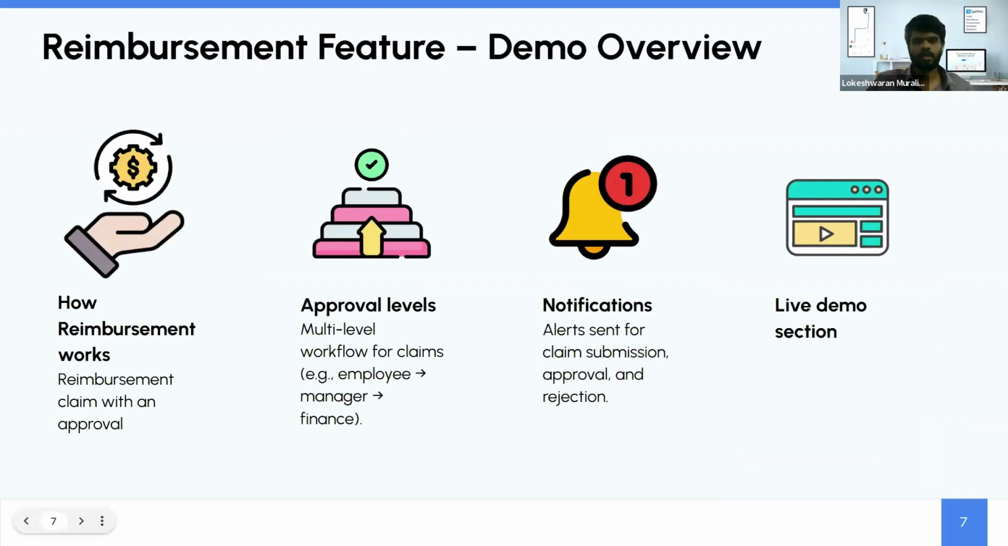Moving on to the next slide. Among the features we have discussed earlier, I'll now be explaining the reimbursement process in detail. Employees can raise a reimbursement claim, which then goes through an approval process. Claims follow a structured multi-level workflow, typically moving from the employee to the manager and then to the finance team. Alerts are automatically triggered at every stage during submission, approval, or even rejection of a claim. Now I'll show a quick live demo of the reimbursement module so you can see the process in action.